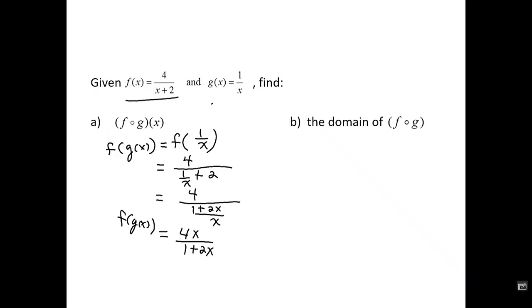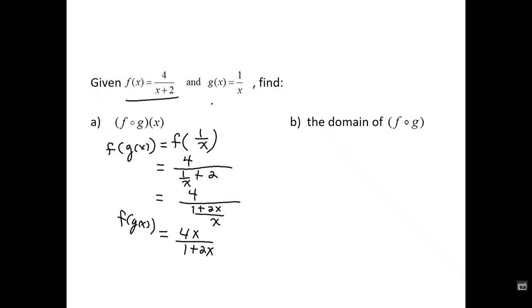In part B, we want to now determine the domain of the composition of f and g. You may recall that to be in the domain of the composition of two functions, it has to be in the domain of each of the individual functions. So in order to be in the domain of the composition, it has to be in the domain of f and the domain of g.